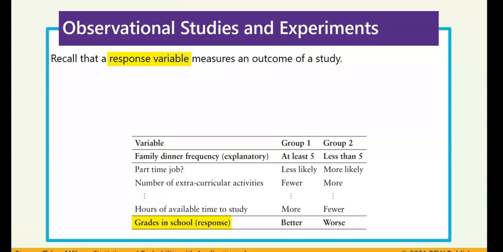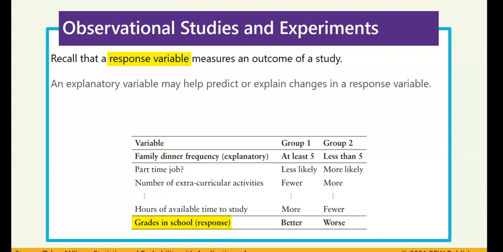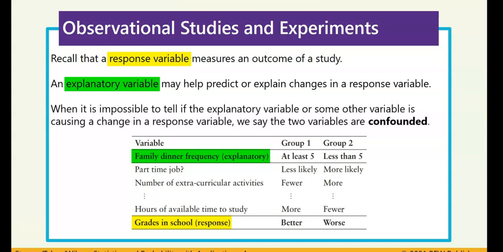The response variable is what we measure. We measure the y variable. We predict it sometimes, but we also measure it. The explanatory variable is what we have control over. Usually, we might have different levels, like less than 5 or more than 5 dinners together, etc.